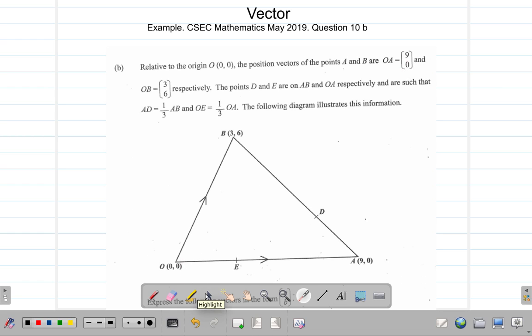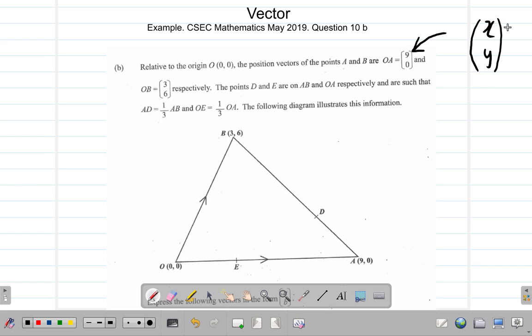You can see here, you move 9 units to the right in the horizontal, but 0 in the vertical. You need not move up or down. Remember, this here is generally written in the form (x, y). That is a column matrix.